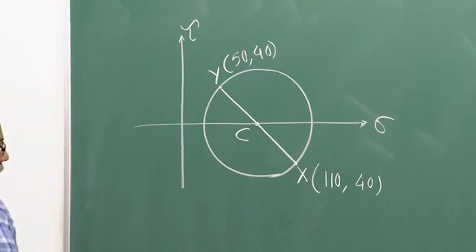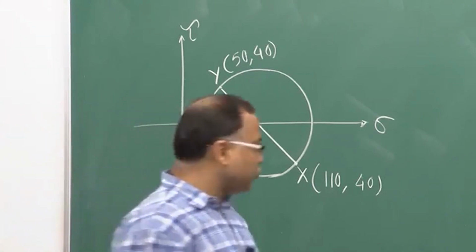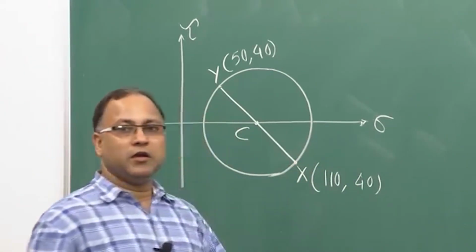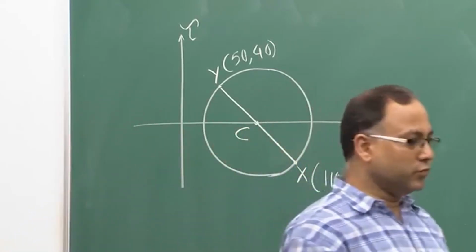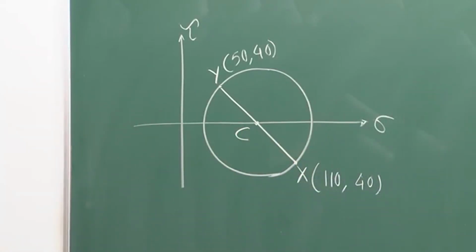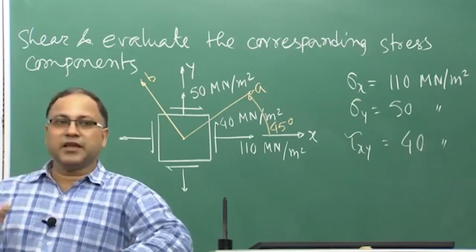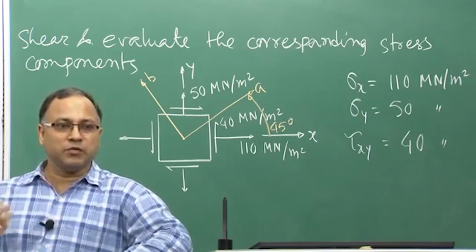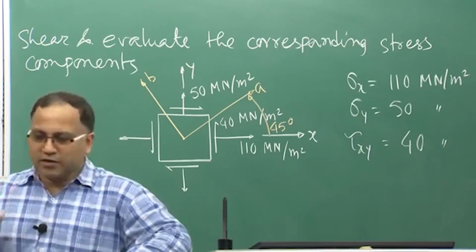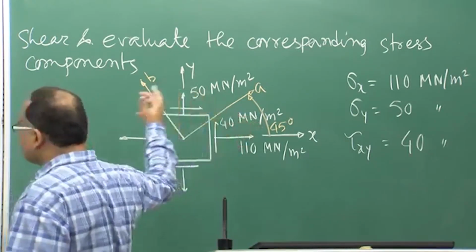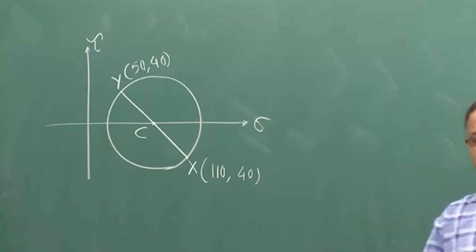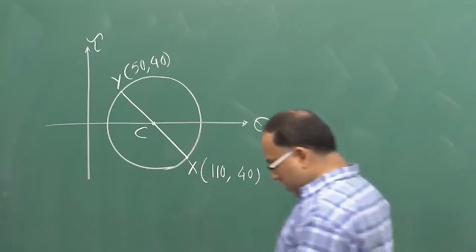Okay. Now, you may ask me why I have shown x point below the sigma axis, and that is known to you, because we are following the sign convention, where if you have positive shear stress, then x will be plotted below the sigma axis. Okay. So, here your shear stress is positive. So, therefore, x is coming below the sigma axis.